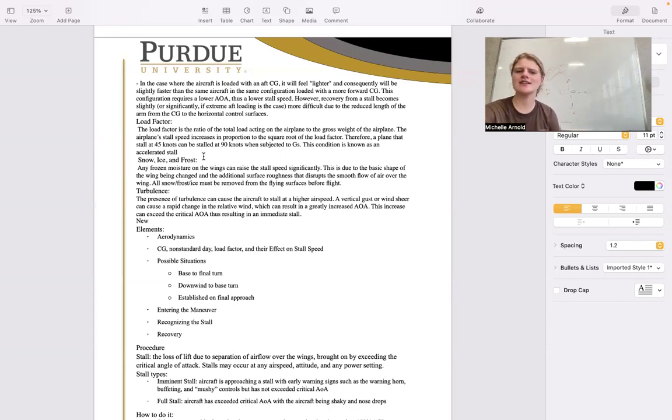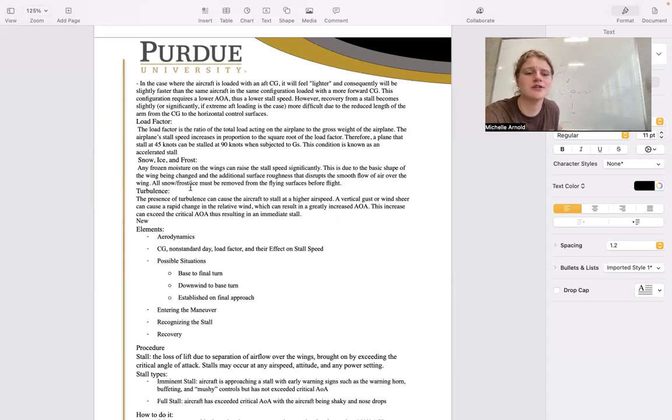And then we've got snow, ice, and frost. Any frozen moisture on the wings can raise the stall speed significantly. This is due to the basic shape of the wing being changed and the additional surface roughness that disrupts the smooth airflow over the wing. So yeah, snow, ice, and frost is not good. It changes the surface of the wing, and they're made very specifically to create that lift. So before any flight, you should remove all frost or snow if possible.